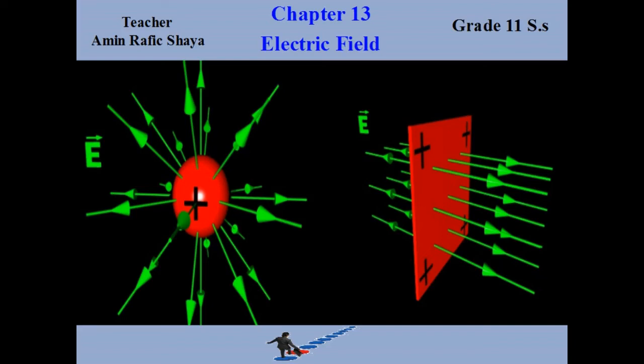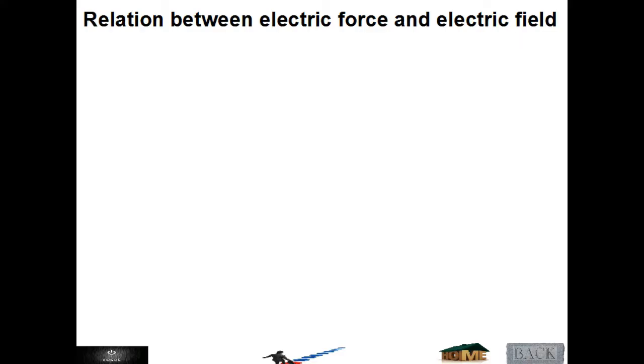Chapter 13, Electric Field. In this third video, we will explain the work done by electric force, electric potential, and electric potential energy. Let us recall the relation between electric force and the electric field: E equals F over Q. E is the electric field, F is the electric force, and Q is the charge.